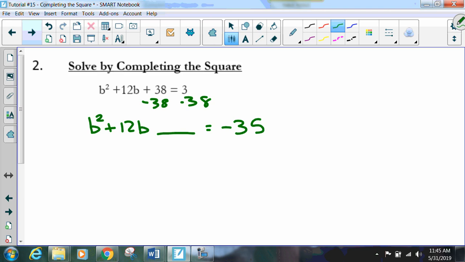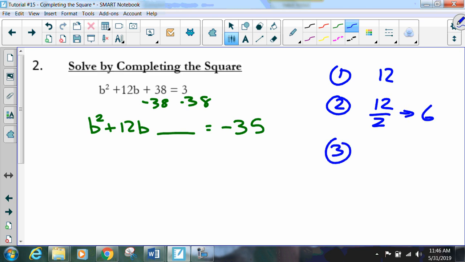So step 1 is take that middle term, the second term's coefficient, that's 12. Step 2 is cut it in half. 12 divided by 2 is going to give me a 6. Step 3 is square what I got. So square the 6. 6 squared is 36. And that's what we put in here.